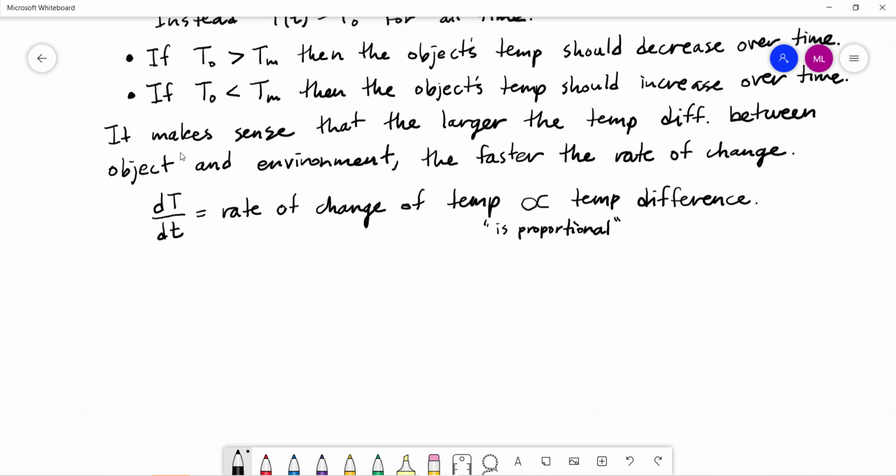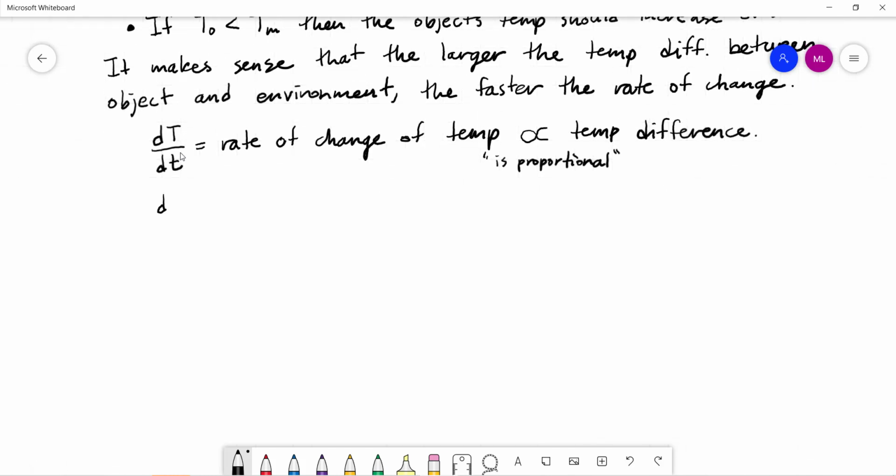So what I'm suggesting is that dT dt will be equal to some constant, I'm going to call it k, times the temperature difference. And this constant is the constant of proportionality. So it's going to be the temperature difference, the current temperature T minus the room temperature Tm. So this is basically what our equation is going to wind up looking like in this case.